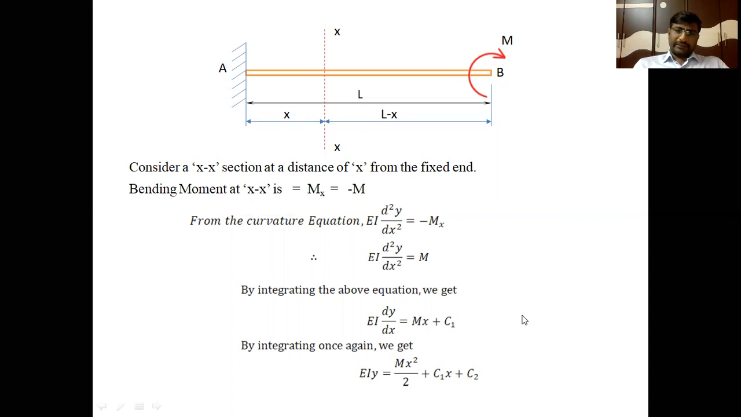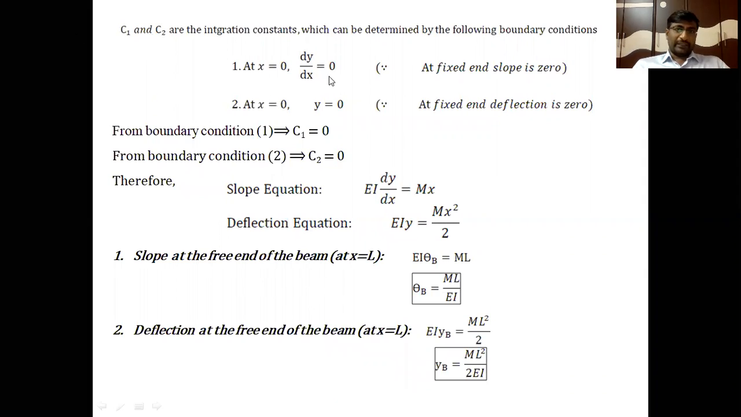So after getting the equations for slope and deflection, by eliminating c1, c2, we can write the final slope and deflection equations. Again, substitute the boundary conditions to get c1, c2. Upon substitution of these boundary conditions, we will get c1, c2 values as 0. For the cantilever beam, the constants of integration are 0 in the double integration method. Only for the cantilever beam, not the other beams.